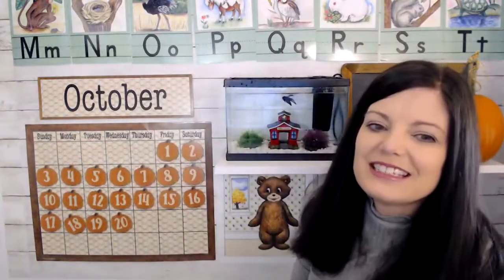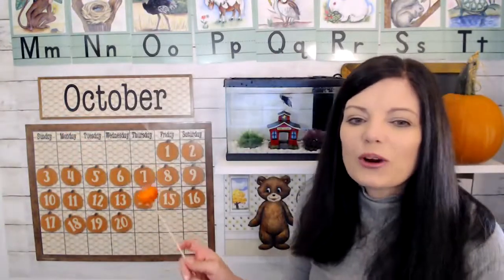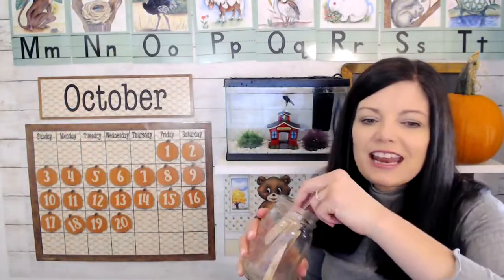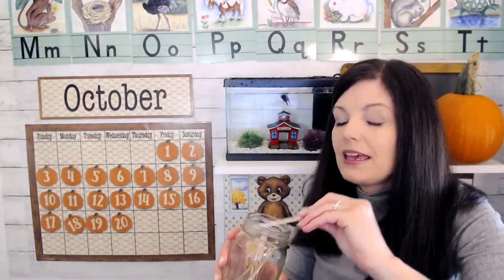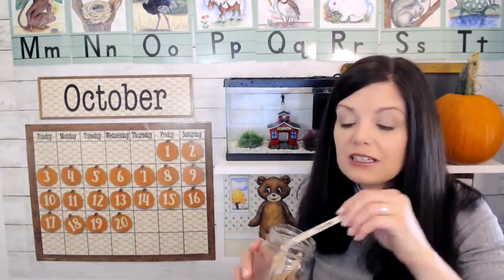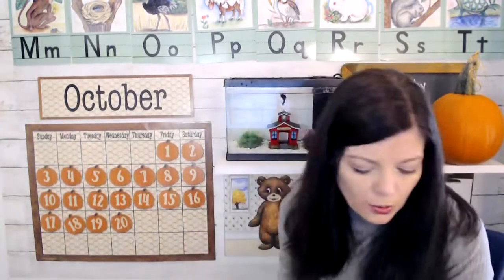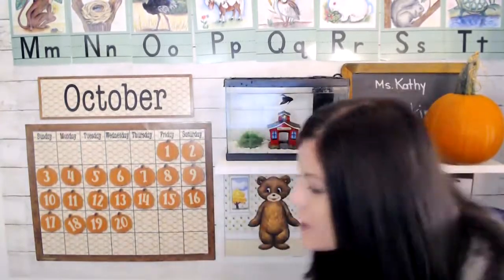Well, let's turn around now and use our pumpkin pointer to do the calendar. So I'll move so you can still see Fred. All right, so we're gonna count like this. Let's reach in and see how we're counting today. It says we're gonna stomp our feet. So let's stand up and stomp. Here we go. Are you ready?